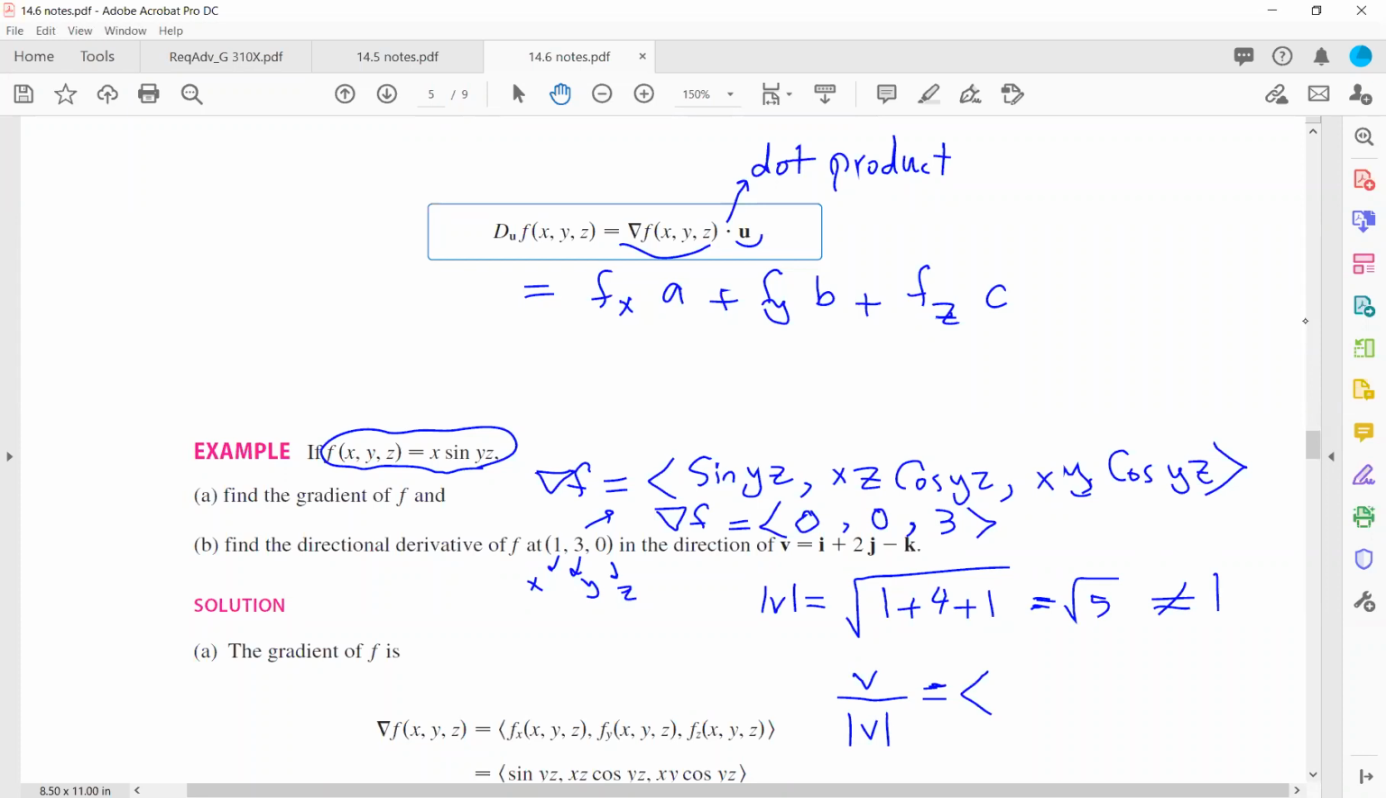So you get a new vector, 1 over square root of, it should be square root of 6. Oh, why did I write 5? You're probably tired. Thank you so much. Square root of 6, 2 divided by square root of 6, and finally, negative 1 over square root of 6. Now we have a unit vector. We calculated our gradient vector as well.